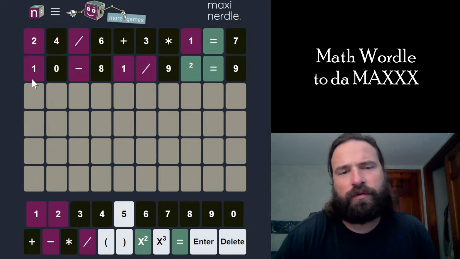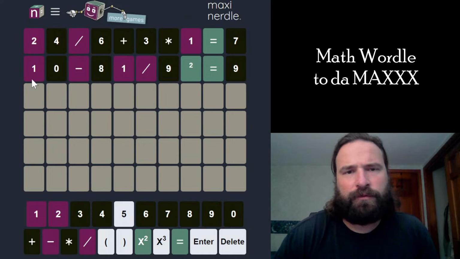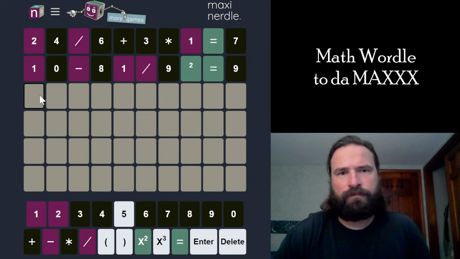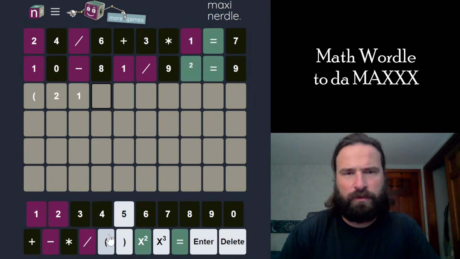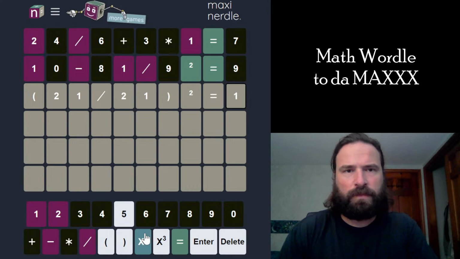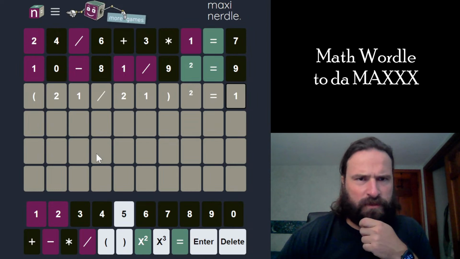And the 1 and 2 don't go here. Could we start with parentheses, maybe? If not, this is a 5. I mean, it could be just like, there are two 1s. 21 divided by 21 squared equals 1. I didn't use subtraction, okay. So that's not going to work.